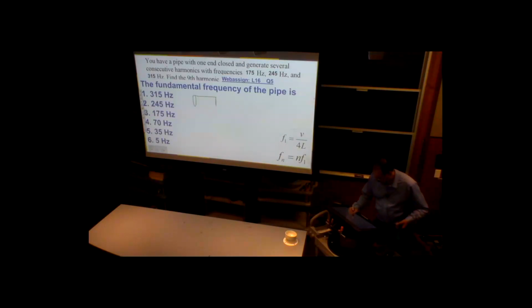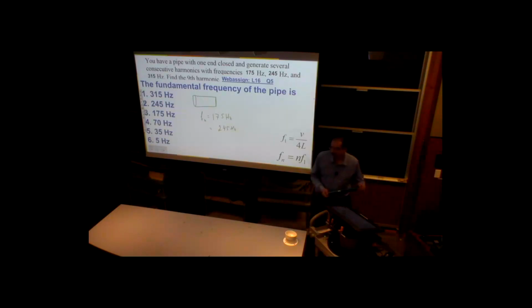Open, closed. These are the equations. We don't really have to make a choice of what set of equations to use. They're given. And again, we can write that the mode number n has a frequency of 175 hertz, and the next mode, 245 hertz. The only question is, what is the next mode? What is the number for the next mode? What do you say?